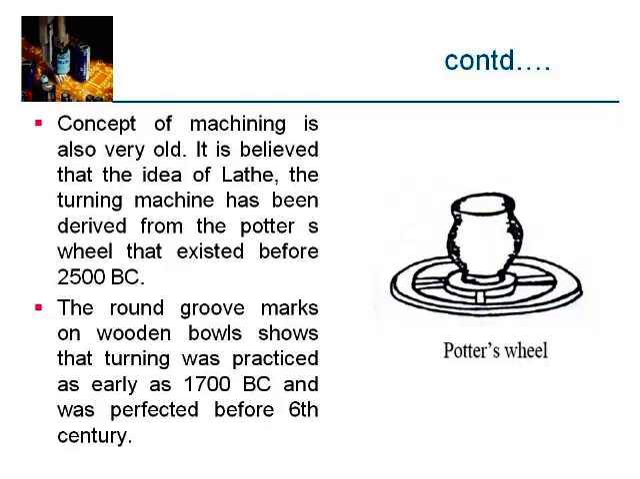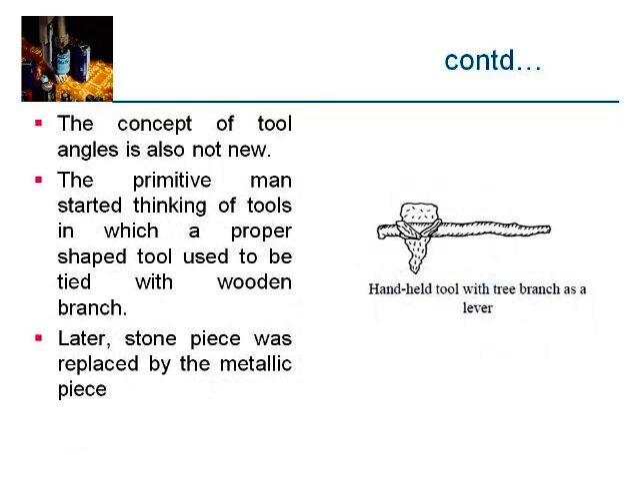It is believed that the idea of the lathe, the so-called turning machine, has been derived from the potter's wheel that existed before 2500 BC. The round groove marks on wooden bowls show that turning was practiced as early as 1700 BC and was perfected before the 6th century BC. The concept of tool angles is also not new.